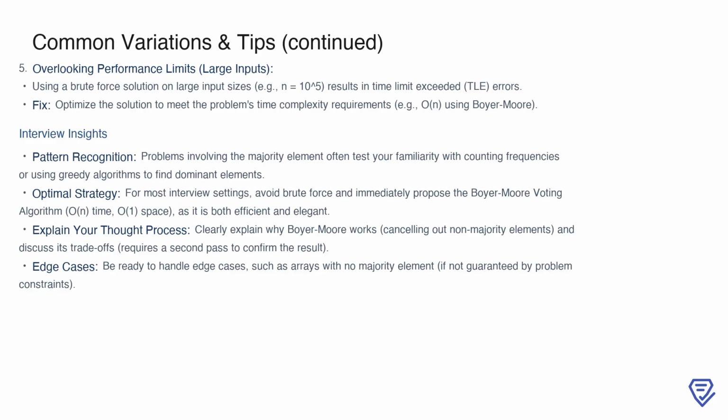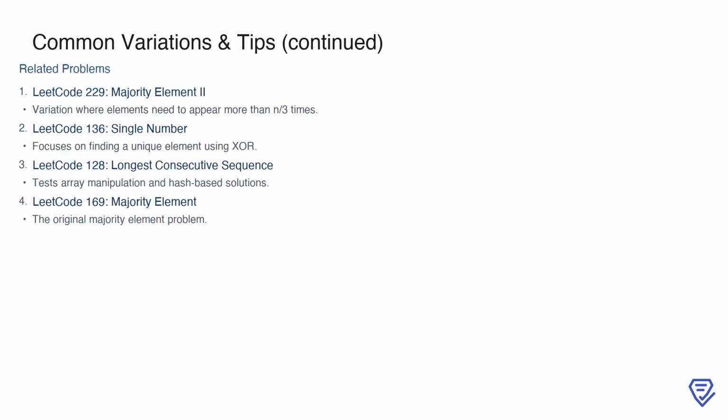Majority element problems often test your ability to recognize patterns, such as counting frequencies or applying greedy algorithms to identify dominant elements. In most interviews, you should aim to propose the Boyer-Moore algorithm as it is both efficient and elegant, running in O(n) time with O(1) space. However, you should also be prepared to explain why it works, specifically, how it cancels out non-majority elements, and discuss any trade-offs, such as the need for a second pass to confirm the result. Finally, always account for edge cases, like arrays that might lack a majority element if the problem constraints don't guarantee one.